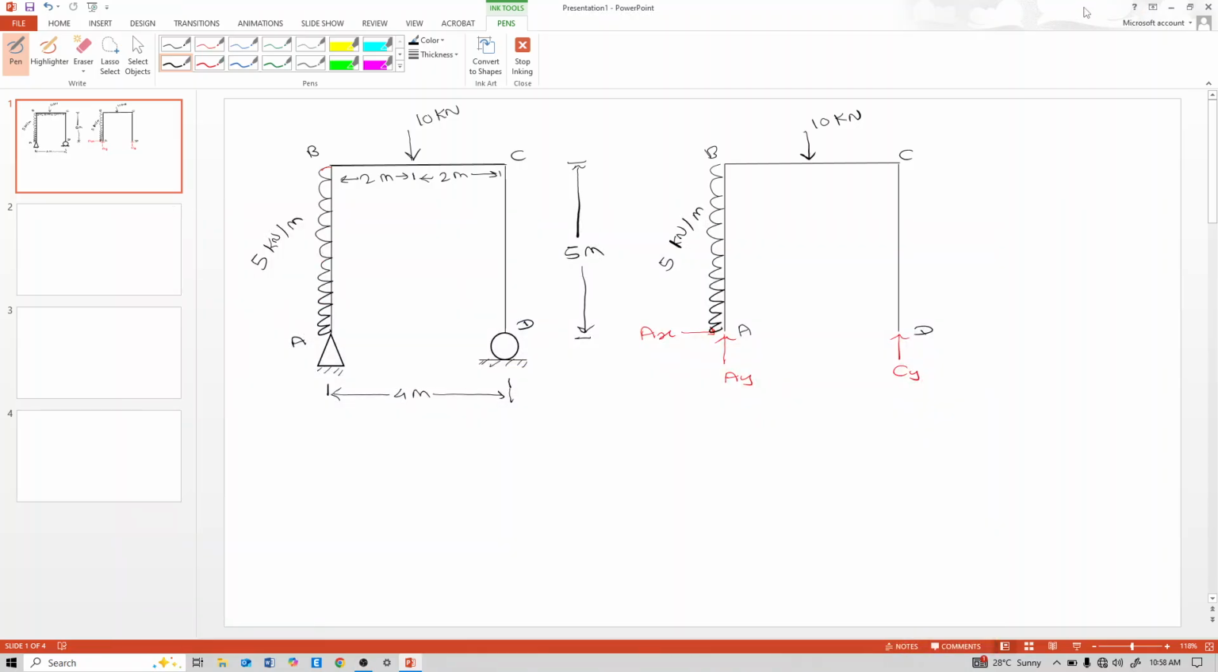Today, in this video lecture, we will see the shear force diagram and bending moment diagram of this frame structure. Previously, in our previous 15 lectures, we saw beam SFD and BMD. Now, we will shift toward this frame structure. This is the frame structure and this is the free body diagram of the frame structure.